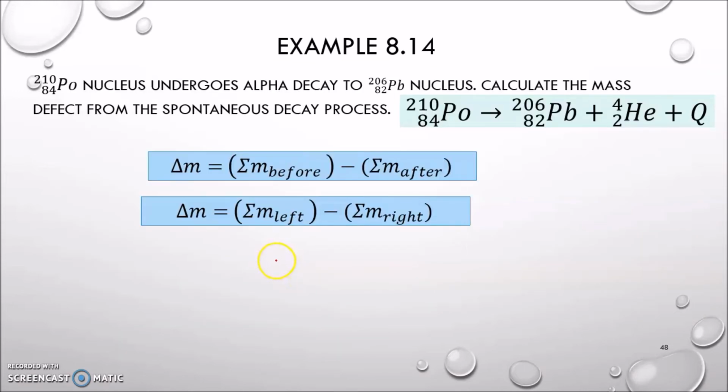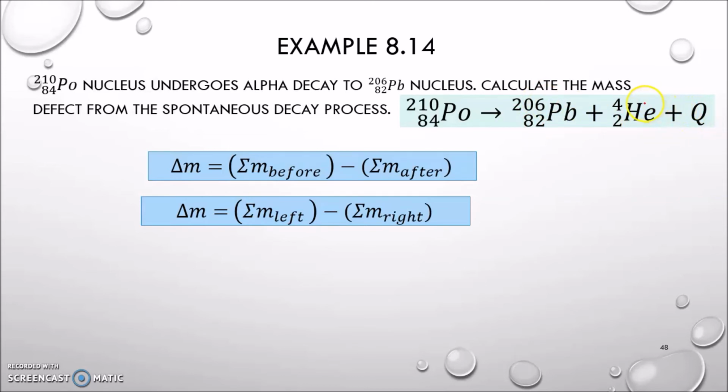Example 8.14, we have a polonium nucleus undergoes alpha decay to lead nucleus. Calculate the mass defect from the spontaneous decay process. So what happened? Polonium will undergo decay process. It will produce lead nucleus plus helium or alpha particle plus the energy.